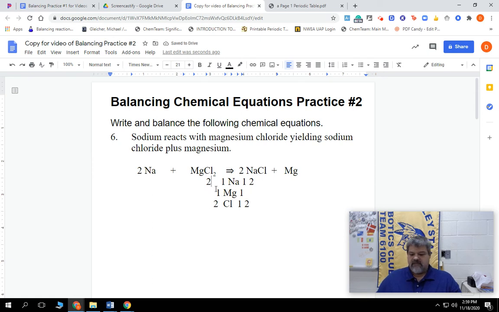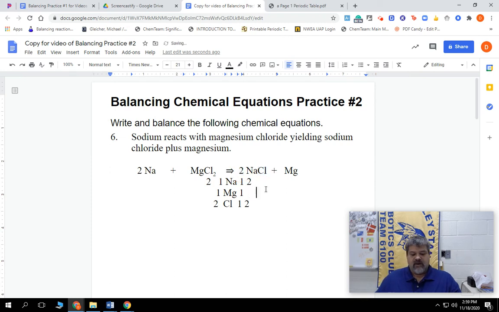So if I look at it, I can see that I have 2 sodiums on each side, 1 magnesium on each side, and 2 chlorines on each side. I can double check by looking up here. 2 sodiums, 2 sodiums. 1 magnesium, 1 magnesium. 2 chlorine. There's my chlorine. I have it twice because of the coefficient, and so we're good.